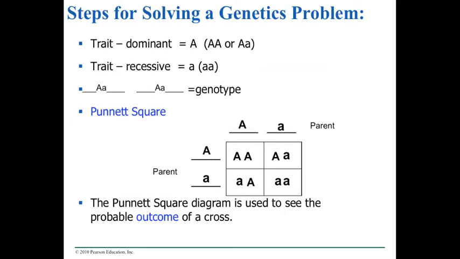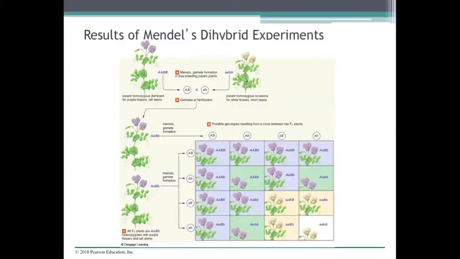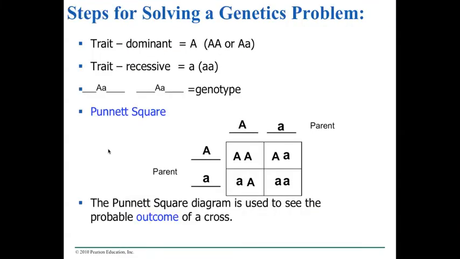A lowercase a. So now we have a homozygous recessive. So now we here have 3 possible outcomes or genotypes. Homozygous dominant, one of them, 2 heterozygous, and 1 homozygous recessive. So the genotype ratio is 1 to 2 to 1, which means that there's a 25% chance homozygous dominant will be the offspring, 25% chance for homozygous recessive, and 50% chance for heterozygous.